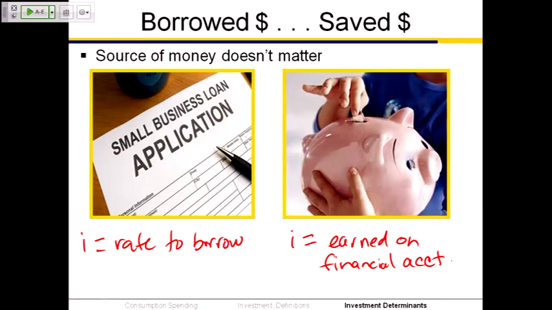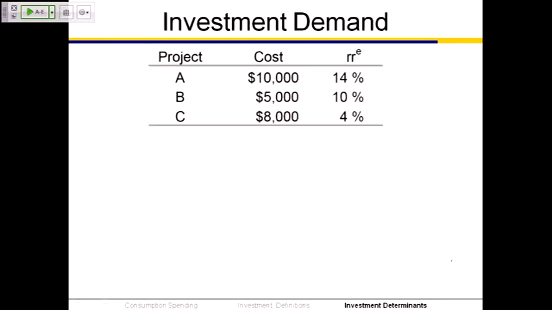Okay. All right, so let's look at particulars. Suppose that you work for a business, and that business is considering 3 projects A, B, and C. The first project A is a $10,000 project, and you've estimated that it has an expected rate of return of 14%. The second is project B, and that has a cost of $5,000, and you've estimated that it has an expected rate of return, comparing the additional revenue and additional cost, of 10%.